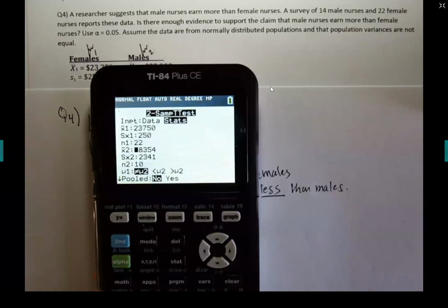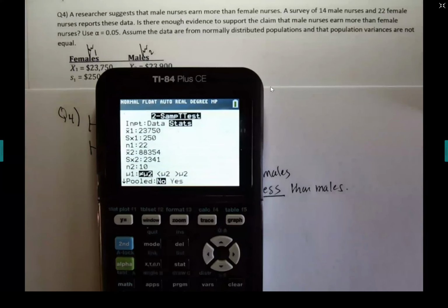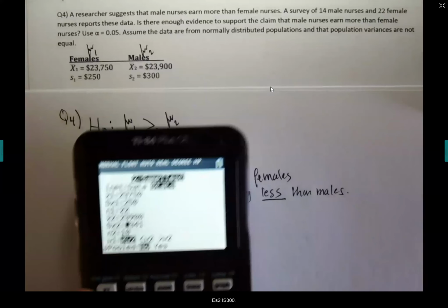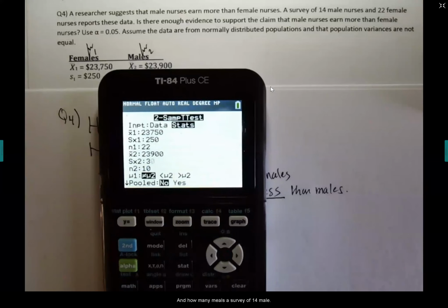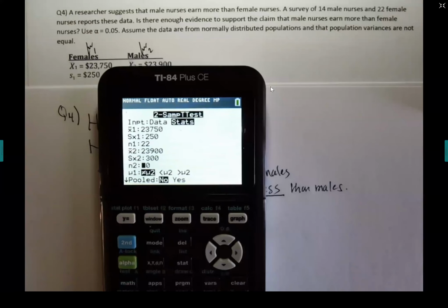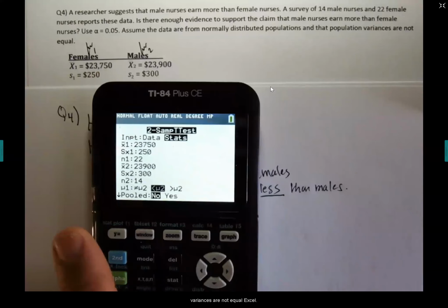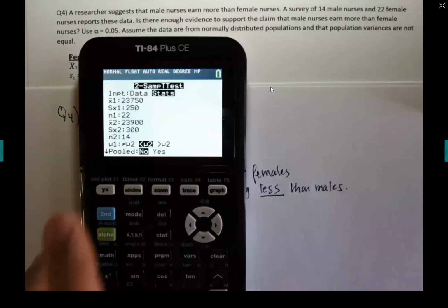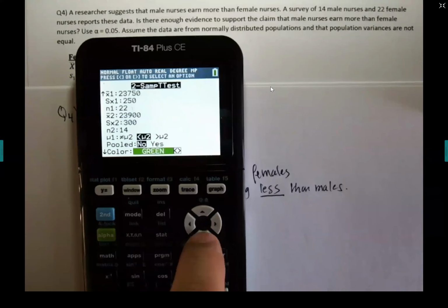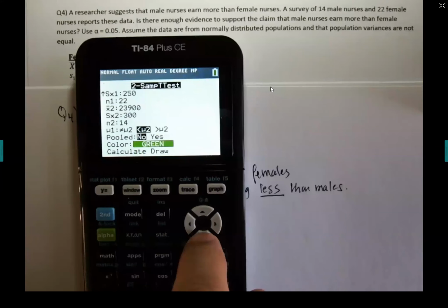X2 bar is 23,900. S2 is 300. And how many males? A survey of 14 male, so it's 14. We're testing that the females make less than males, which is the same as testing the males make more than females. And you guys, you should agree that population variances are not equal. It's a no. There you go. Calculate and enter.